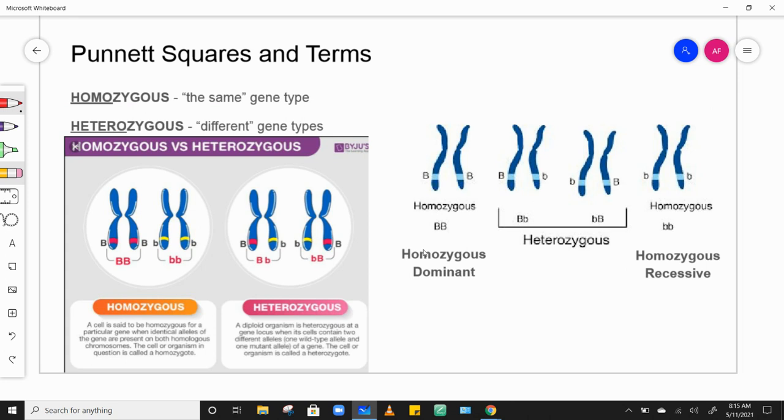Homosexual, same sex. Heterosexual, different sex. Right? Homo and hetero. So homozygous dominant would be both dominant. Homozygous recessive would be both recessive. And if you have heterozygous, you don't have to say whether it's dominant or recessive, because heterozygous means they have different gene types. So one dominant, one recessive.